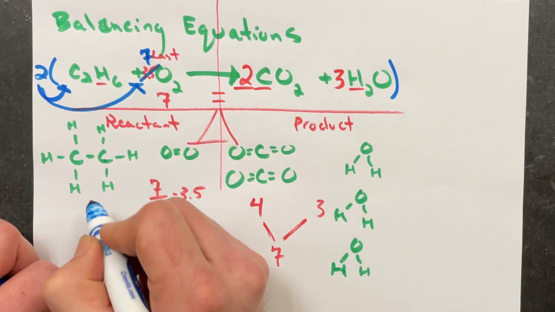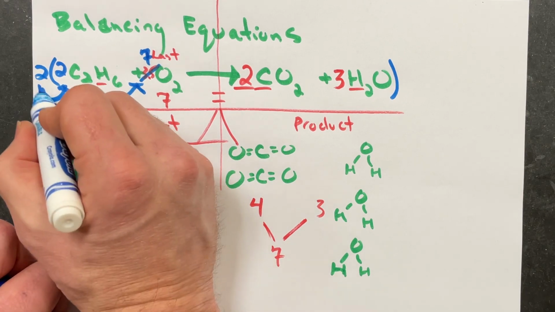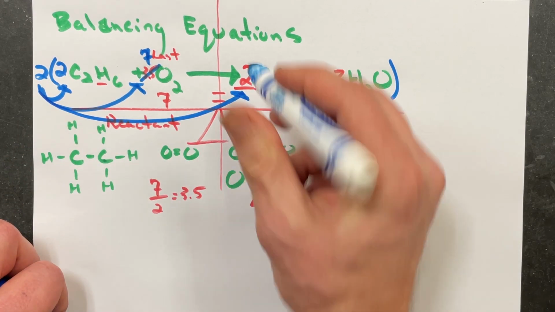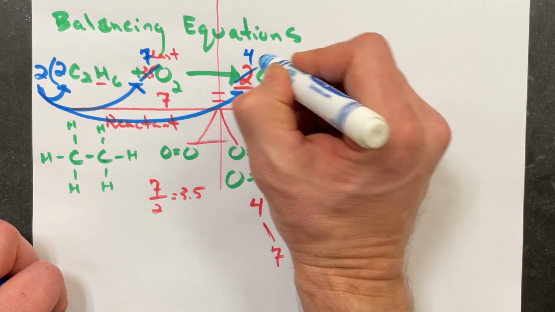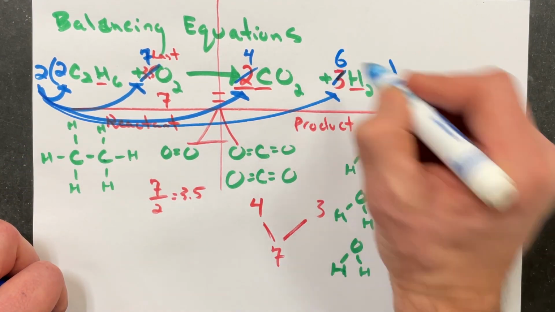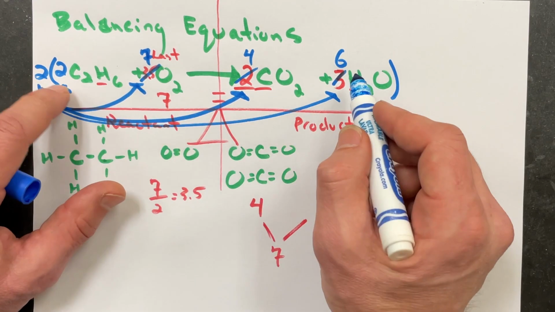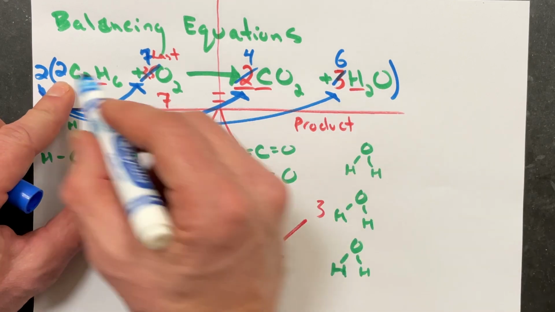So there's nothing here. That means it's a 1. 2 times 1 is 2. I need to multiply this by 2. 2 times 2 is 4. And I need to multiply this by 2. 3 times 2 is 6. So my final balanced equation is right here, and we double check.